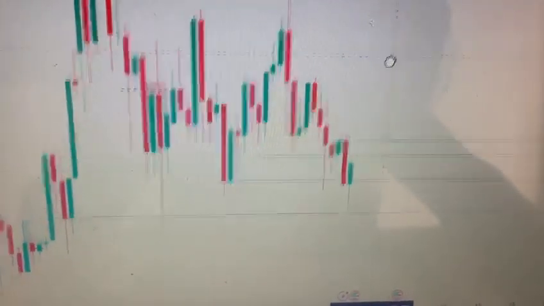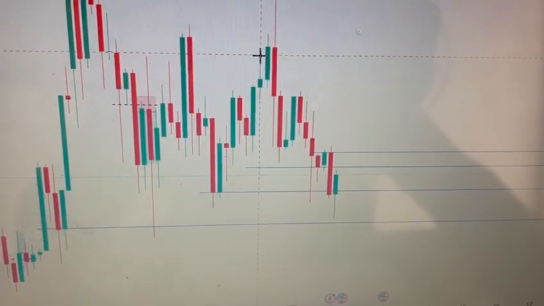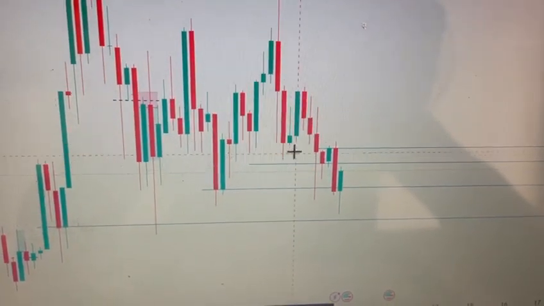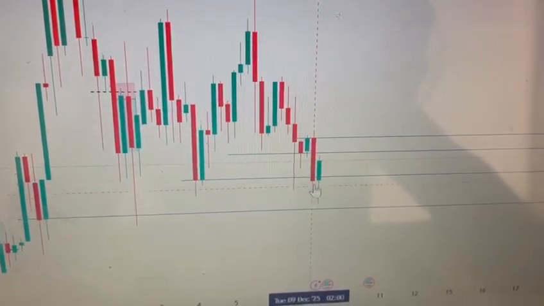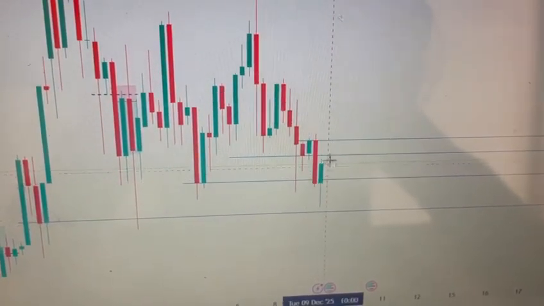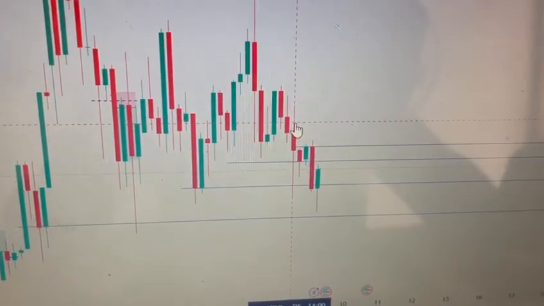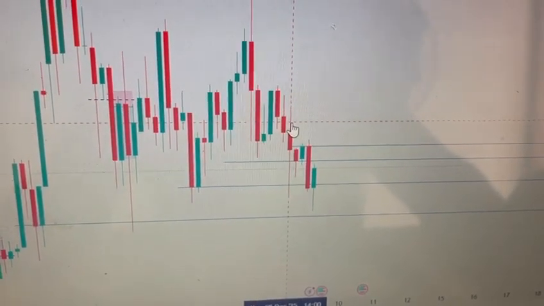Because I understand the concept of market structure, and it tells me that the market is doing more of what? Higher highs, lower lows, lower highs, lower lows, lower high, lower low. So when I see something of this sort, I'm just going to be looking for what? A sell.